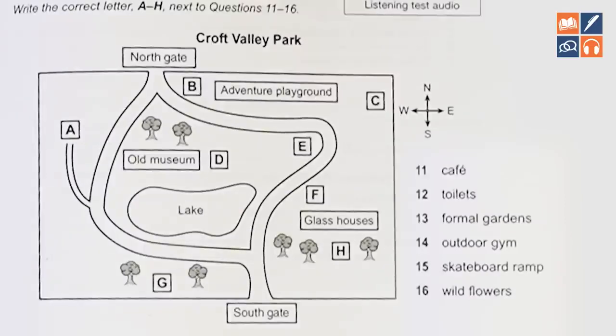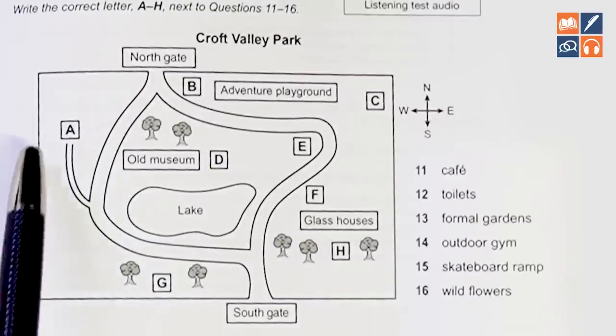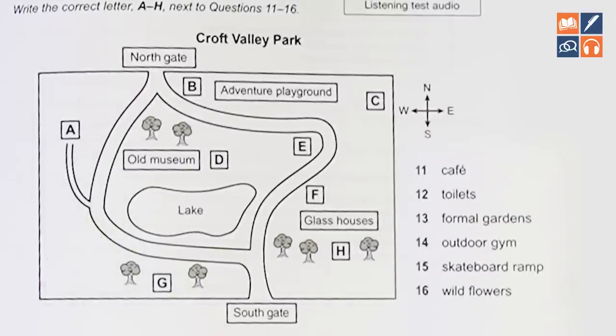Wildflowers, so wild means people are not really curating it, people are not doing anything to it, so that's probably going to be out of the way. It's probably going to be A or G or maybe H. So by following all these steps, before the recording even starts, you're just making everything easier and easier and easier.